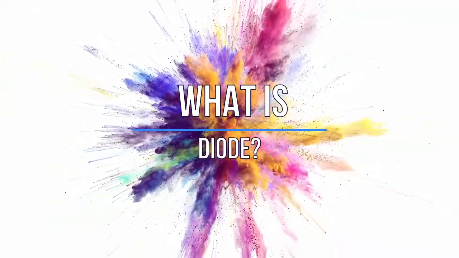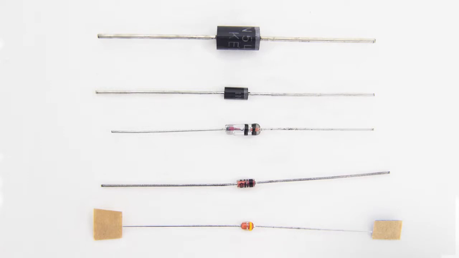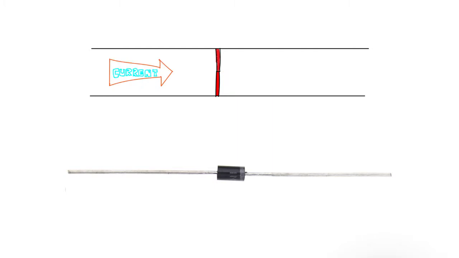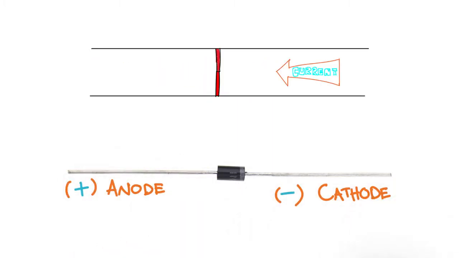What is a diode? A diode is a semiconductor device. Imagine a diode is like an electrical valve that allows current to flow in one direction with far greater ease than in the other. A diode has two terminals, a plus terminal called the anode and a minus terminal called the cathode.